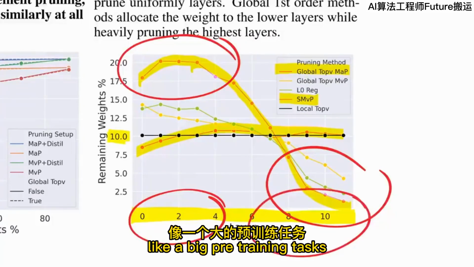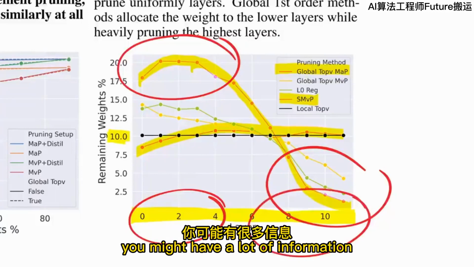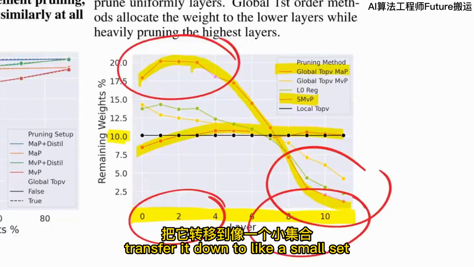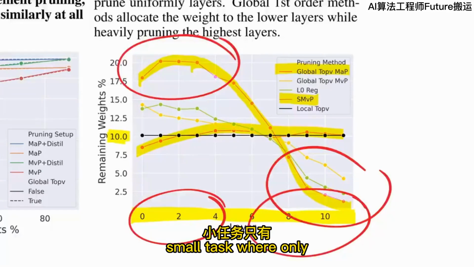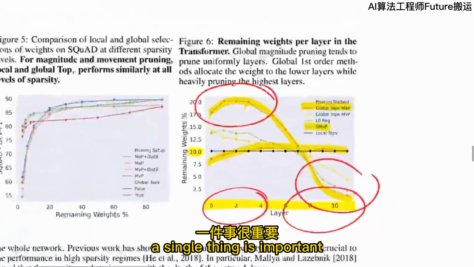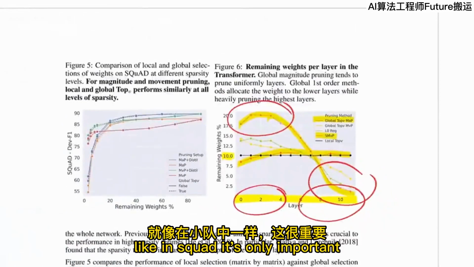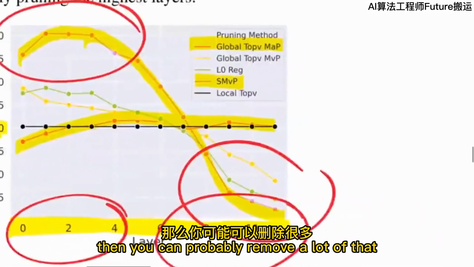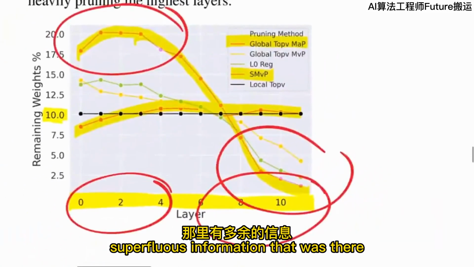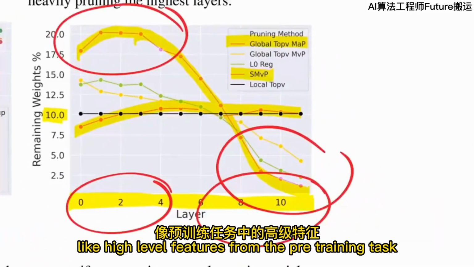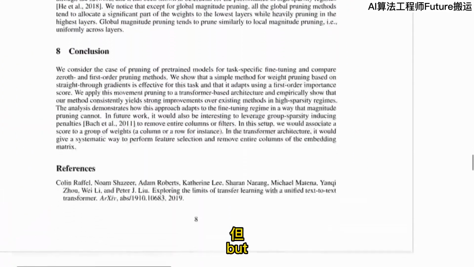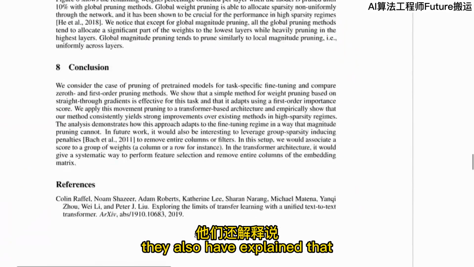Now, if you do a big pre-training task, you might have a lot of information that you need there, but then if you distill it and transfer it down to a small task, where only a single thing is important, like in squad, it's only important what's the answer to the question, then you can probably remove a lot of that superfluous information that was there, like high-level features from the pre-training task. I mean, that's my guess here, but they also have explained that.